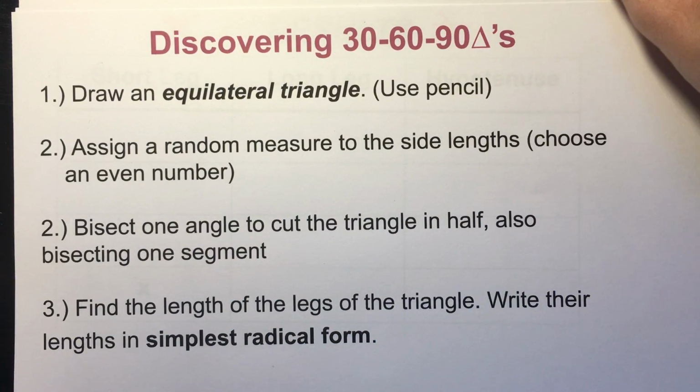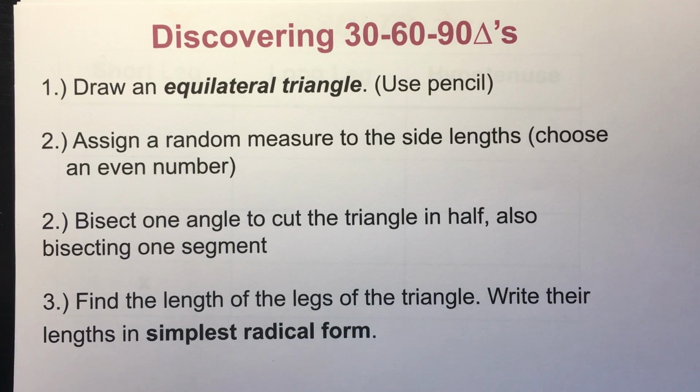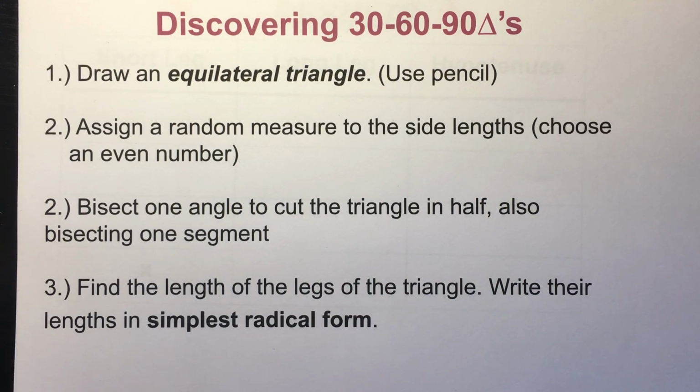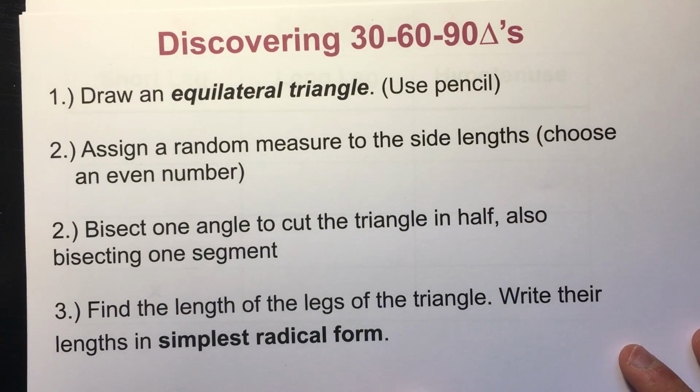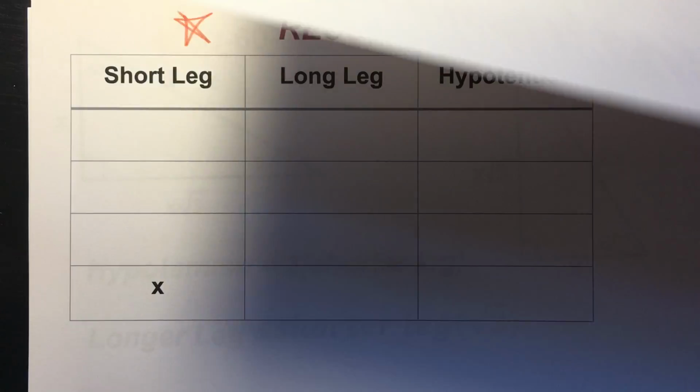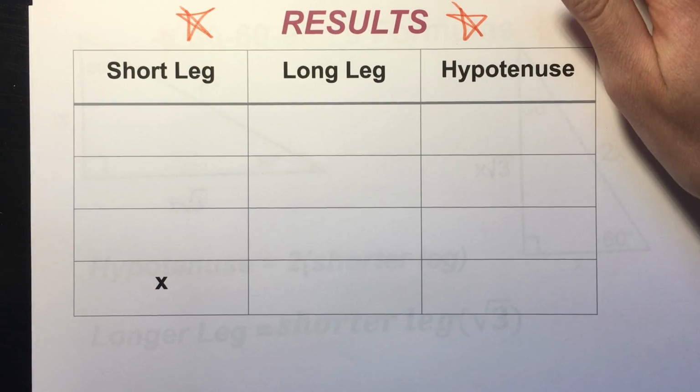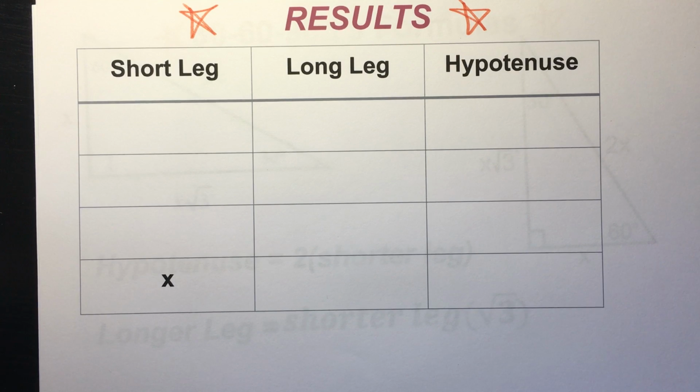So we're going to do a little discovering activity like we did yesterday with the 45, 45, 90 triangles. It's going to be a little similar. We're going to start by drawing an equilateral triangle, and I recommend using pencil because you may have to do some erasing with this. We're going to assign a random number to the side lengths, and I recommend choosing an even number, and you'll see why in a minute. Bisect one angle to cut the triangle in half, also bisecting one segment, and find the length of the legs of the triangle. Write their lengths in simplest radical form. So that's kind of a lot of directions, but I'll go over this with you. And like we did last time, we want to record our results in a table like we have here.